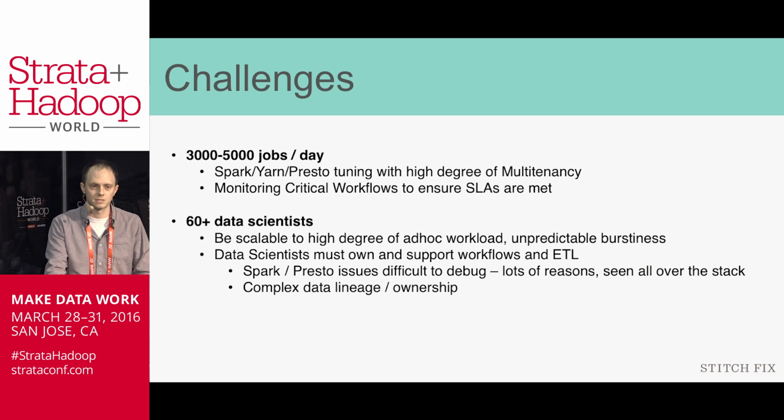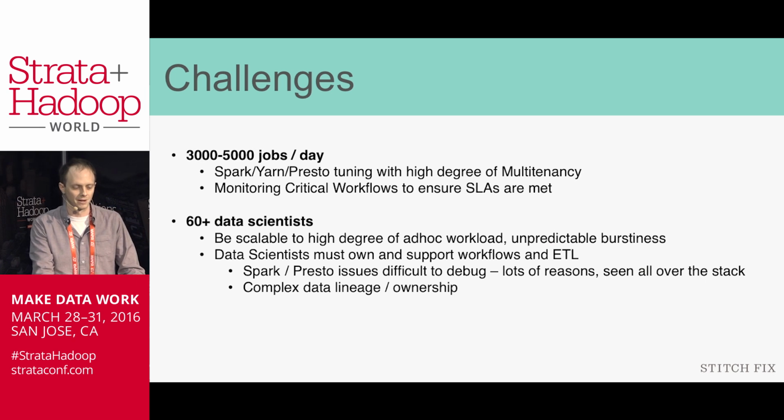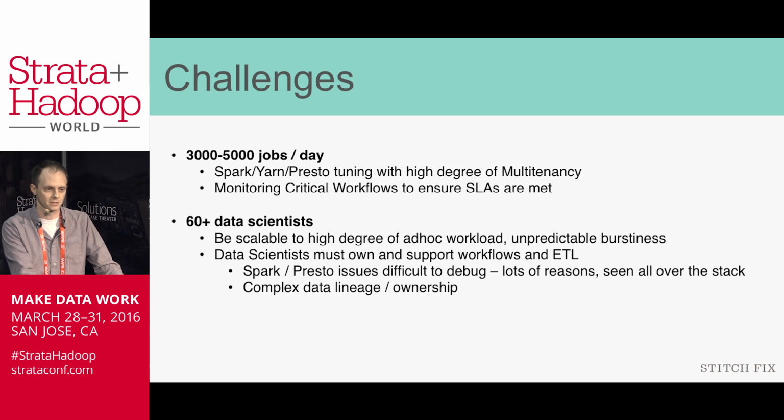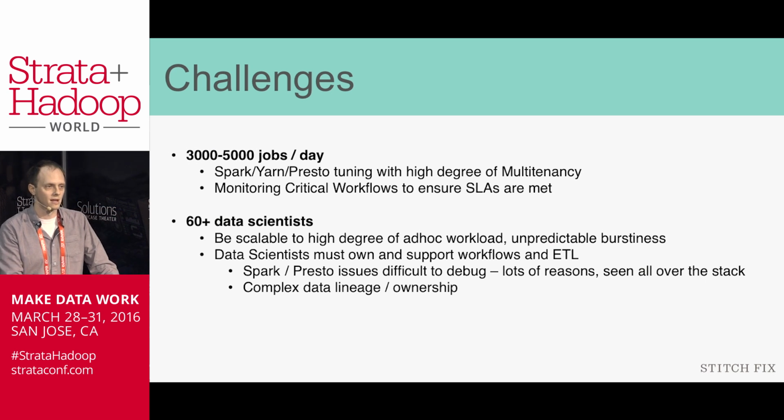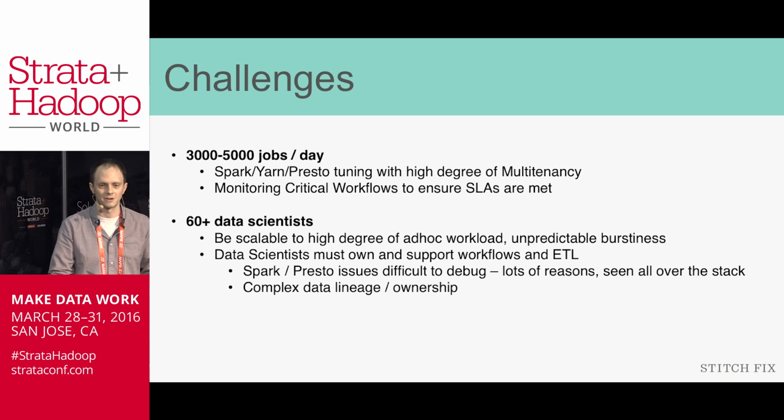At this point, we're sitting at around 3,000 to 5,000 jobs per day, which are running on a combination of, again, Spark and Presto, Spark on Yarn. We need to figure out how to do that as we get increasing adoption of Spark and more data scientists and more jobs into the mix. Figure out how to do that in a multi-tenant way, monitor those jobs for SLAs, and then figure out how to scale our platform for the capacity of 60 data scientists who all have crazy ideas and great things that they want to accomplish.